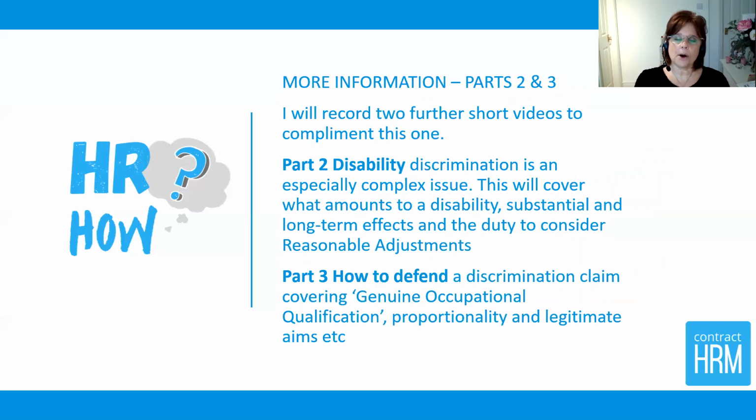So that brings us to the end of part 1. In part 2, I've got 2 further short videos. In part 2, we're going to be looking at what disability discrimination is specifically, because that is actually even more complex than normal cases of discrimination. And in that video, I'll cover what amounts to a disability, substantial and long-term effects, and the duty to consider reasonable adjustments. In part 3, I'll be looking at how to defend a discrimination claim, or when it might be lawful to discriminate, such as a genuine occupational qualification. And we'll be maybe looking at things like proportionality and legitimate aims, etc.